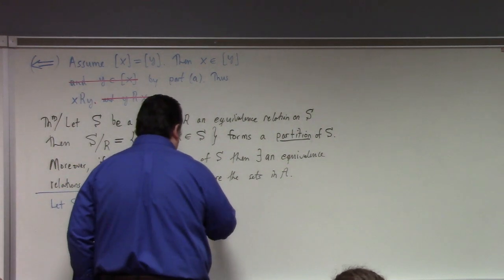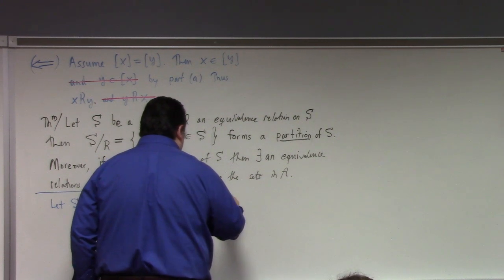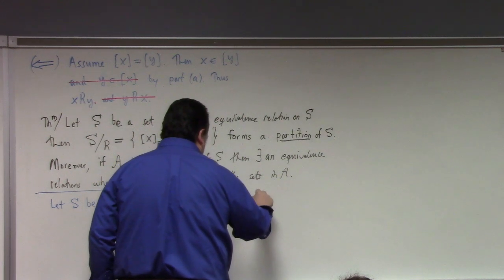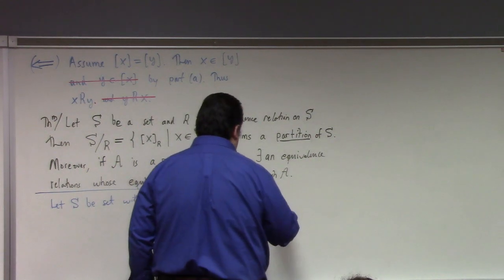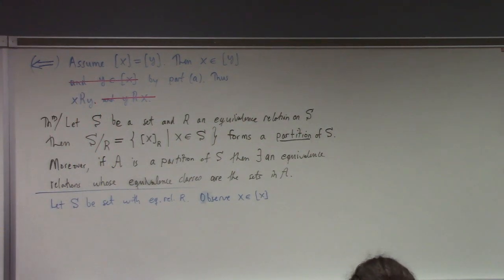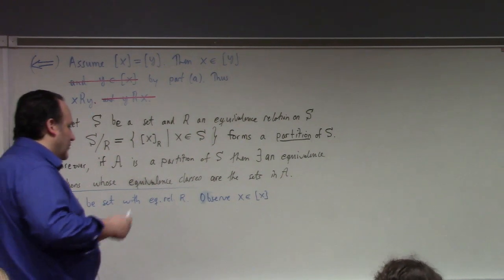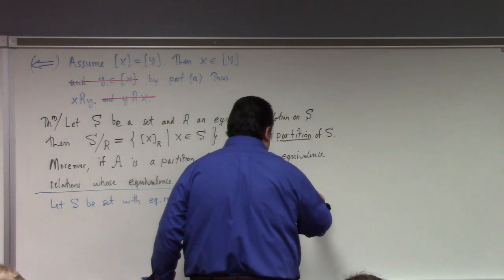Observe that x is an element of the equivalence class of x. Do you guys mind if I don't write sub R on all of these? Because it gets really old. I mean, I can do it if you want. If there's no danger of confusion, we can leave off the sub R. Okay, anyway, so observe that x is an element of that by part A of the lemma, right?